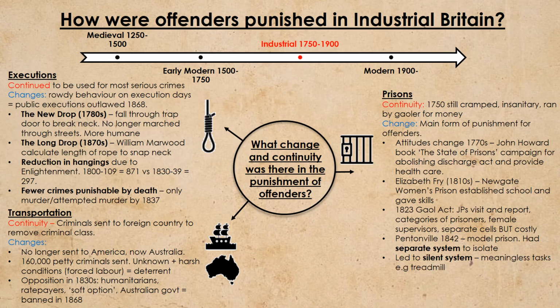From the 1850s, you get the silent system, which is used instead. This is where prisoners were allowed to work alongside each other, but they were not allowed to speak to each other. And they were also given very meaningless tasks to complete. For example, the crank, where they would turn a handle, which had no purpose, and where they would also walk on a treadmill. And all of that was to try and deter criminals from committing crimes again and seeing them landed back in prison.